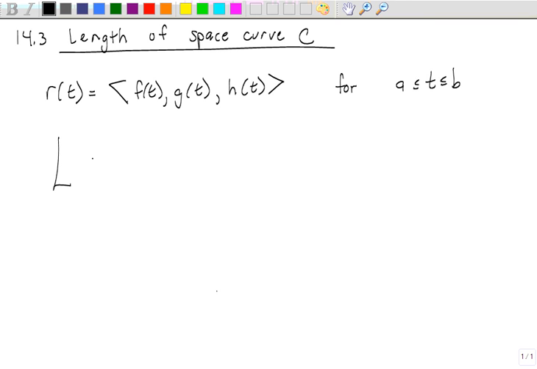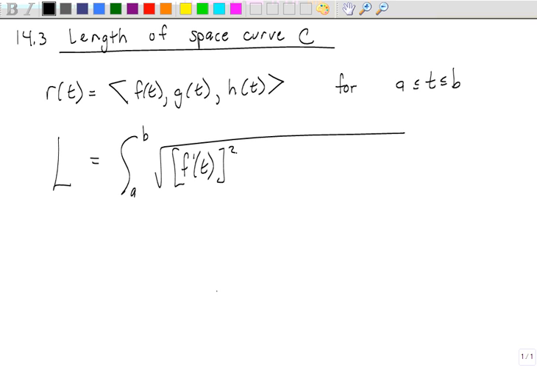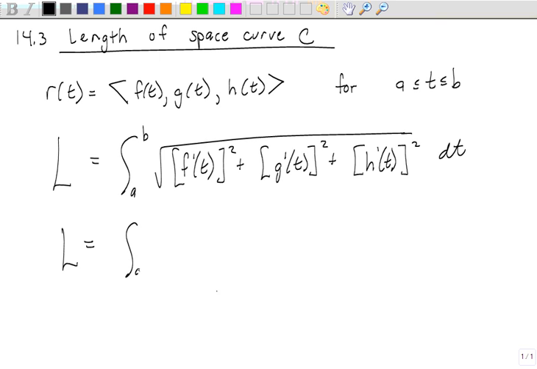Then the length of that space curve is going to be the integral from a to b of the square root of f prime of t squared plus g prime of t squared plus h prime of t squared. This is really easy to show, so I won't do that right here. But notice that's also the integral from a to b of the magnitude of r prime of t. So that's an easy way to think about it.